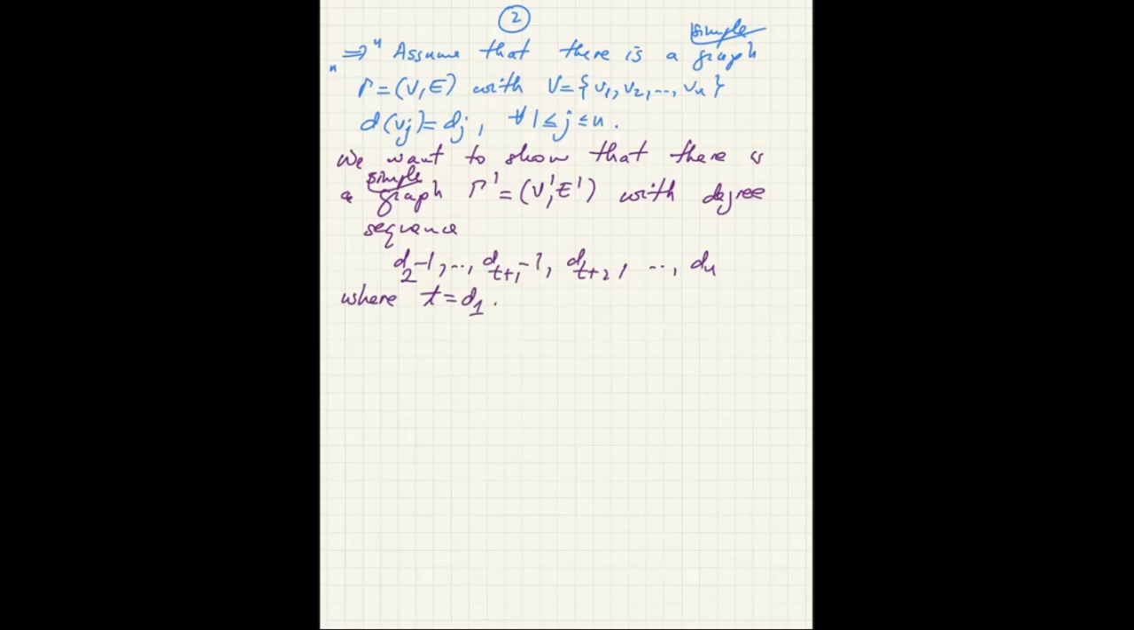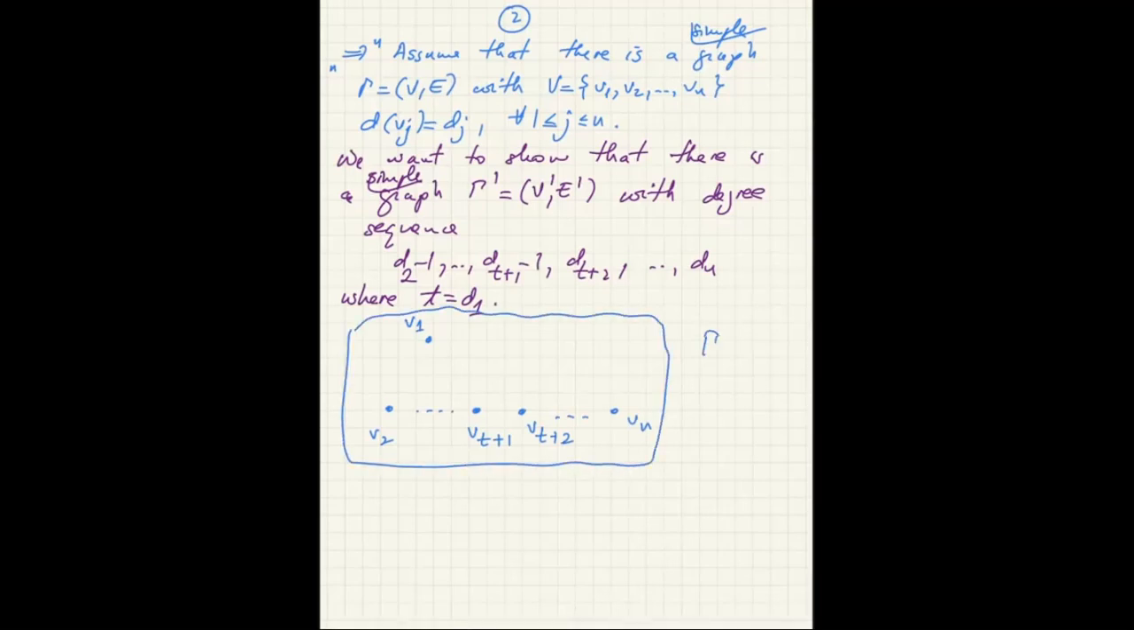Okay. So the light blue paragraph there, that's our hypothesis. So we have this graph, and let's look at it as follows. Let's look at the vertex v1, put it on one side, and then we have v2 all the way up to vt plus 1, and vt plus 2 all the way up to vn. Okay, so this here is our graph gamma.